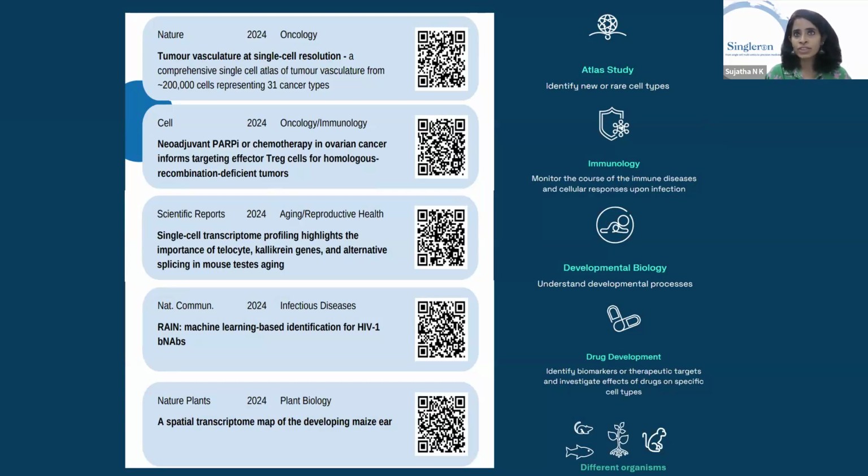Another field is immunology. There is a lot of single-cell sequencing happening here when you're interested in understanding immune diseases and cellular responses. In developmental biology, how do different cell types develop in aging, what are the different gene expressions, etc. In drug development, if you're interested in identifying biomarkers or targets, you've got to do single-cell sequencing now. Most commonly it's used in clinical or human samples or mouse models, but single-cell has now moved to various different organisms and species, such as plants, zebrafish, and non-human primates.